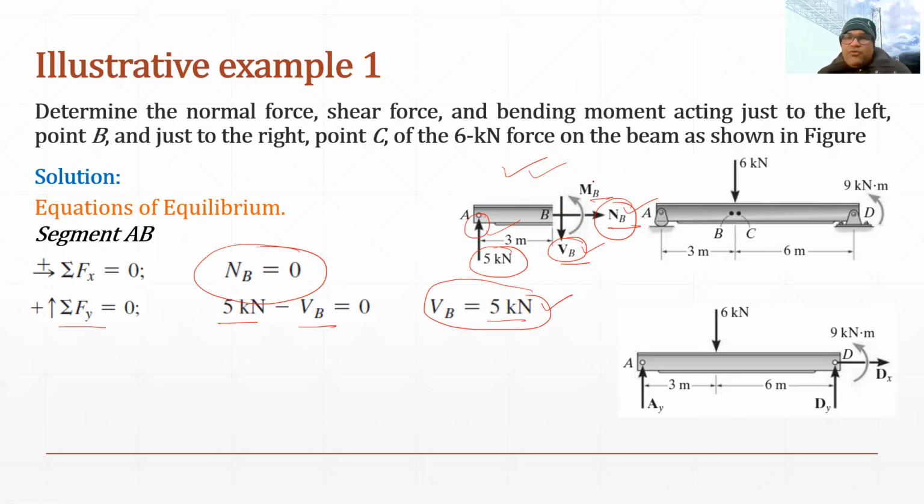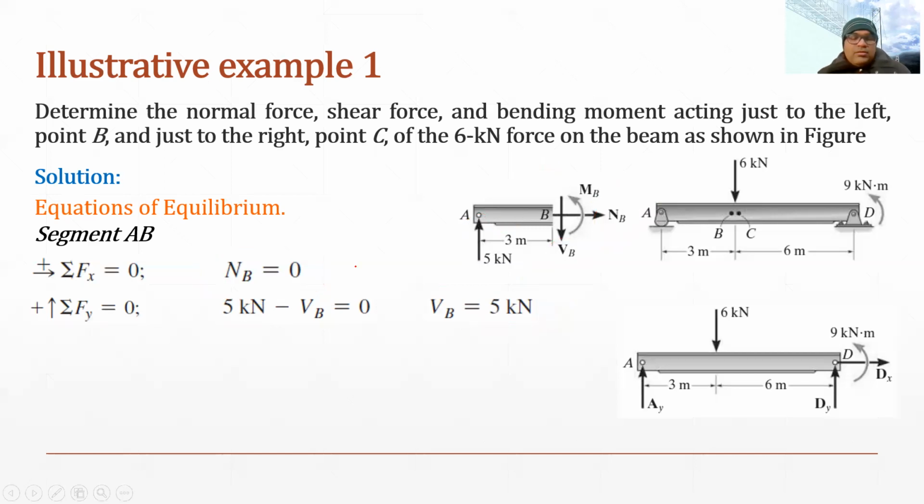Now to find out the value of MB, we will use the third equation of equilibrium, which is summation of MB equals 0. As we have seen during the steps also, we will be taking moment at point B. As VB and NB both pass through point B, the moment due to VB and NB will be 0.